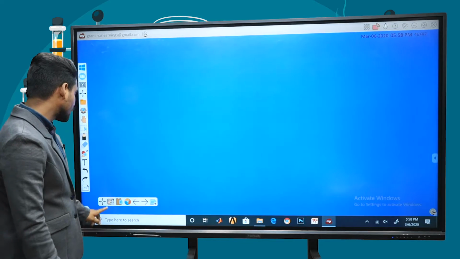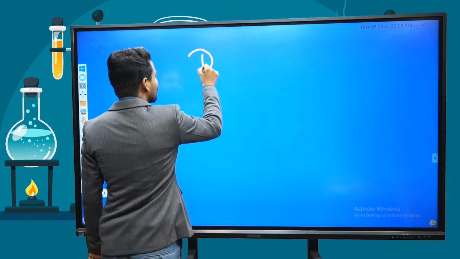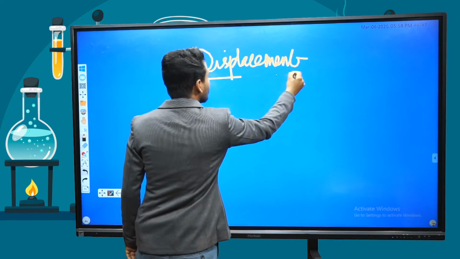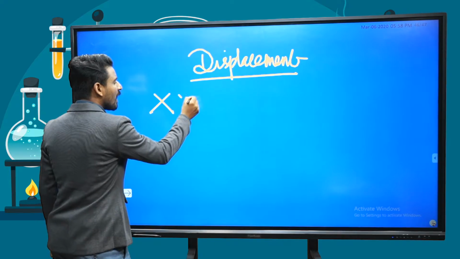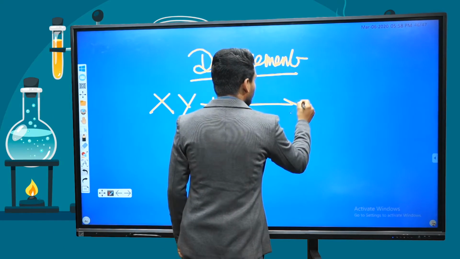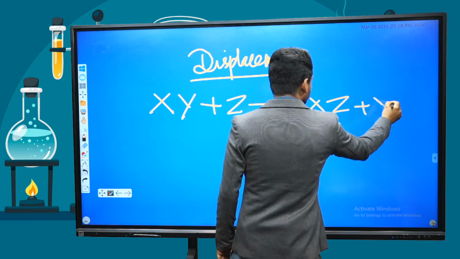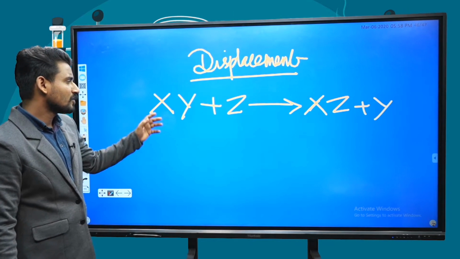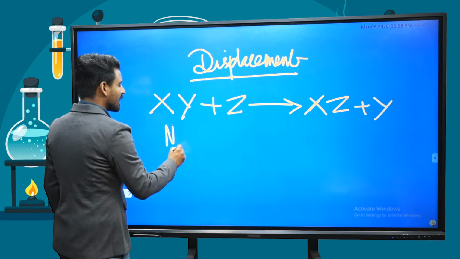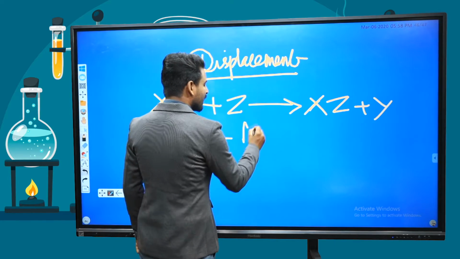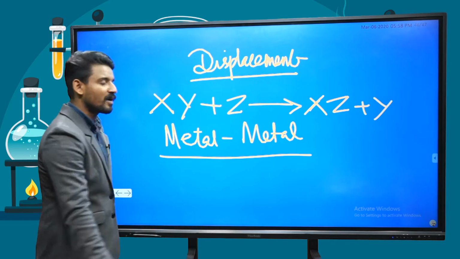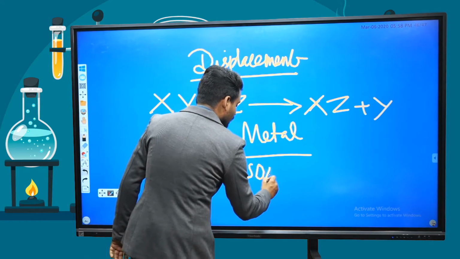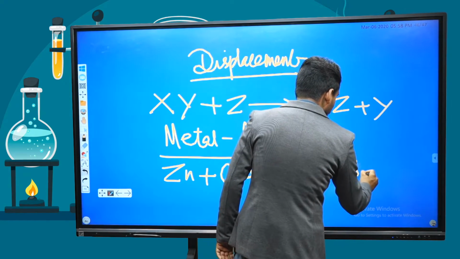Let us consider displacement reaction. Displacement is nothing but displacement of one element by another during a redox reaction. For example, XY reacts with Z to form XZ and Y. This is a displacement reaction. Here Y is displaced by Z. So these are of different types. First one, metal displacement. A more reactive metal can displace another metal from its compound. For example, zinc plus copper sulfate gives zinc sulfate plus copper.